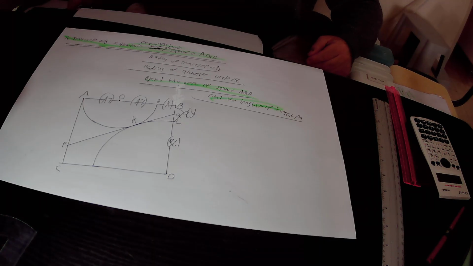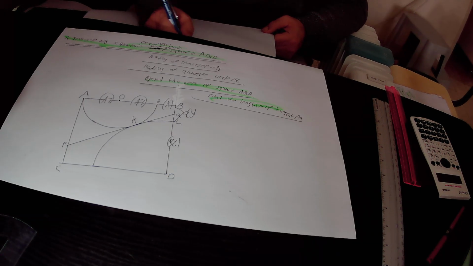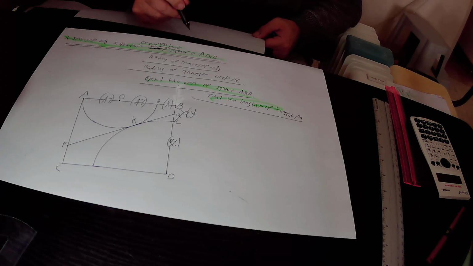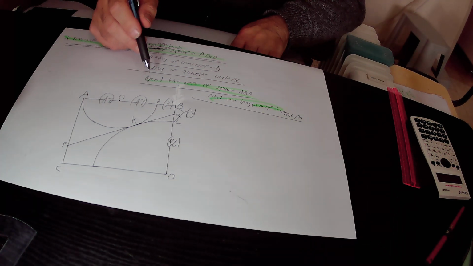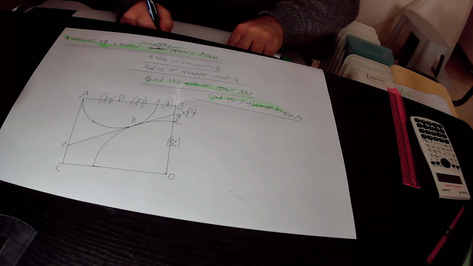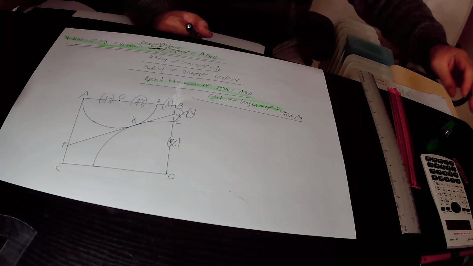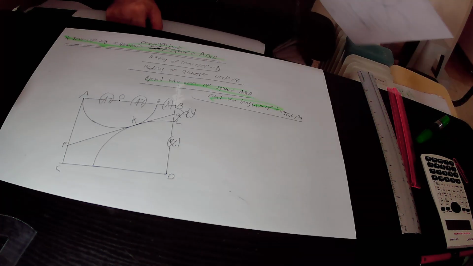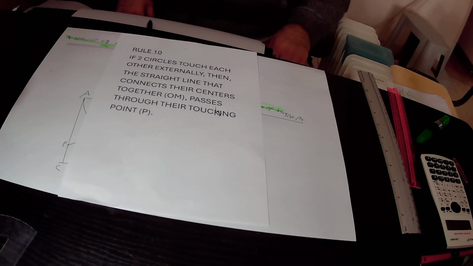Here we can implement rule 10. Whenever you have an external touch between a semicircle and a quarter circle, you can implement rule 10. So let's repeat rule 10 quickly. According to rule 10, if two circles touch each other externally, then the straight line that connects the circles' centers passes through their touching point.